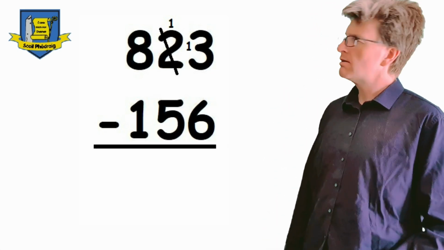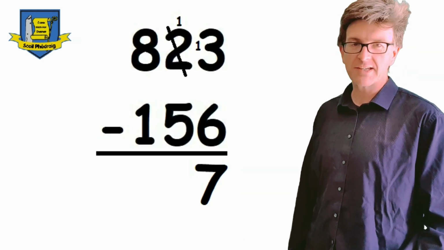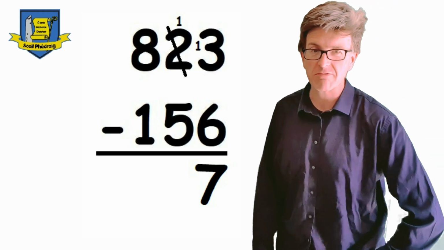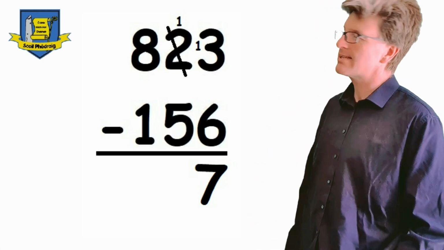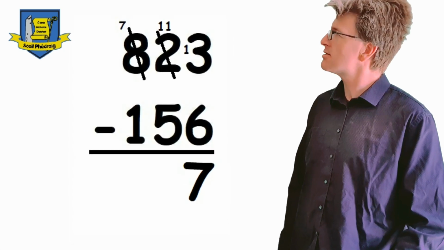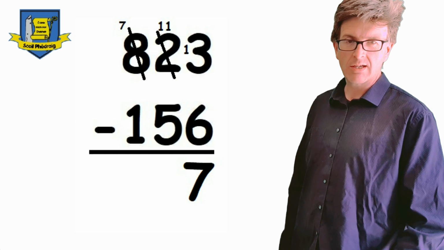Now we can do the units. 13 take away 6 is 7, and we go on to the tens, and we have 1 take away 5. So we can't do that, so we have to regroup again. So we need to make 10 tens from one of the hundreds. So the 800s becomes 700s, and the 1 ten in the middle becomes 11 tens, and now we can finish it off.